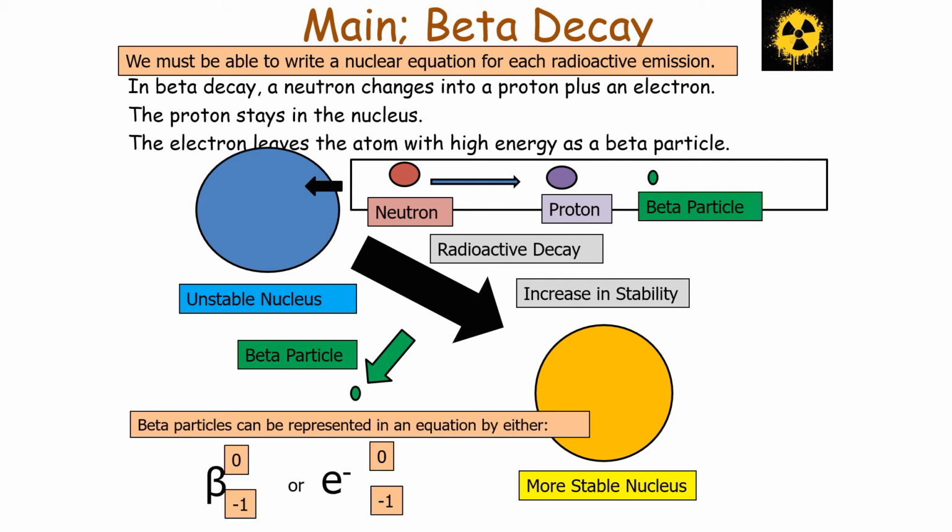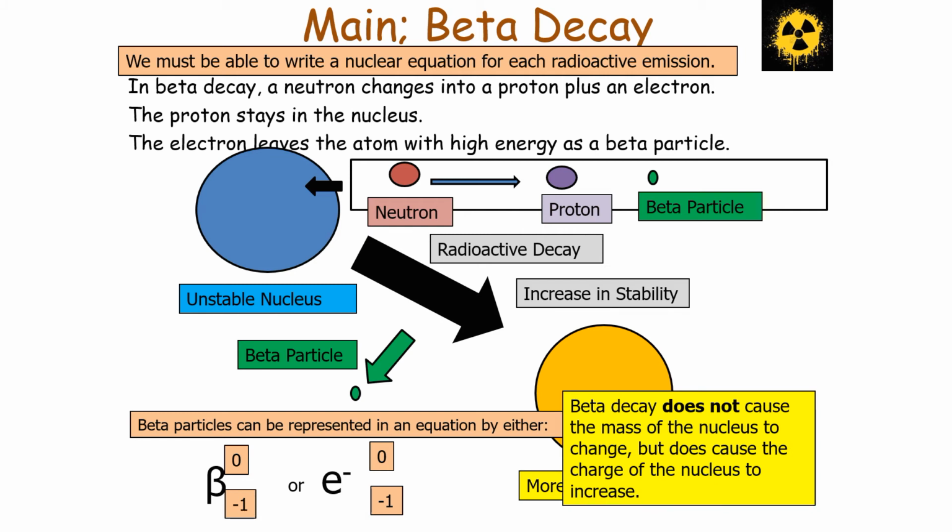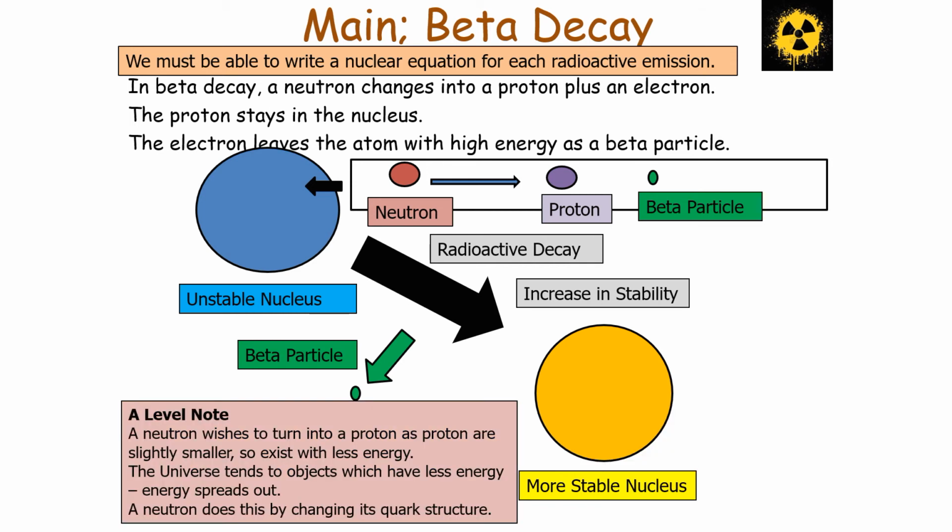Now beta particles can be represented as either beta, as in 0 minus 1 e, or e minus. Now beta decay does not cause the mass of the nucleus to change as a neutron turns into a proton and they have the same mass, but it does cause the charge of the nucleus to increase because we've gone from a neutral neutron to a positive proton. Now it's interesting to note that a neutron wishes to turn into a proton as protons are slightly smaller, so exist with less energy. The universe tends towards objects with less energy, so energy would spread out, and a neutron will do this by changing its what we call quark structure.